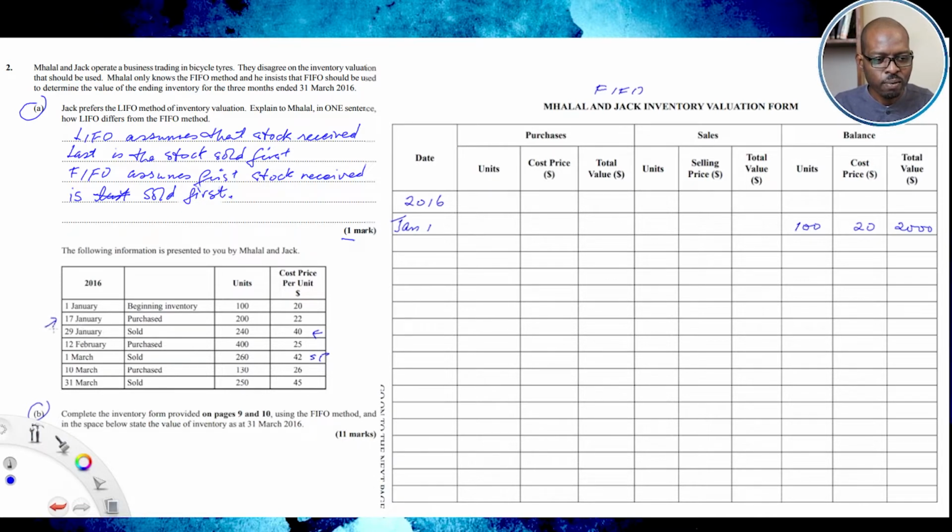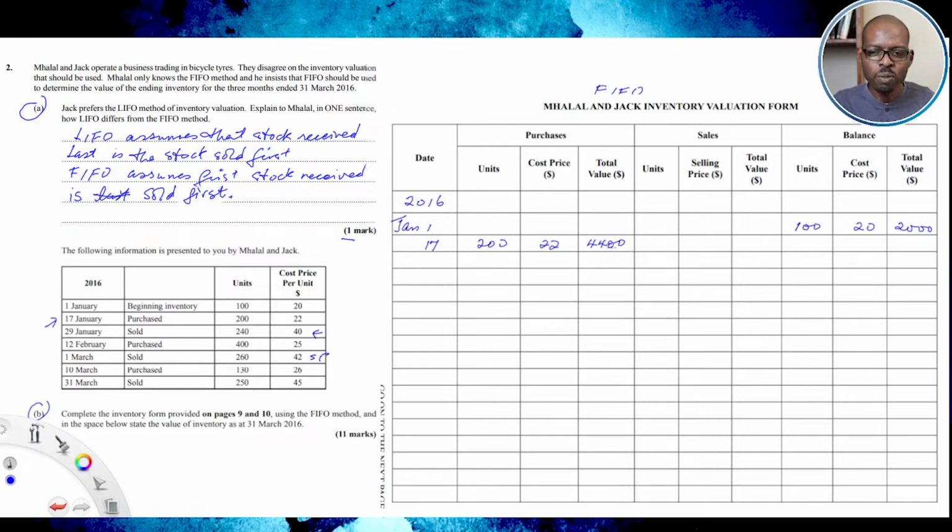Next transaction, 17th of January, there was a purchase. That should be 200 units at $22 per unit. So we go down here to the 17th. There was a purchase, so we put the quantity under purchase, which is 200. The cost price is $22. And we do our multiplication. Do not go in the exam without a calculator. You will have to use it a lot here. And that gives us 4,400.